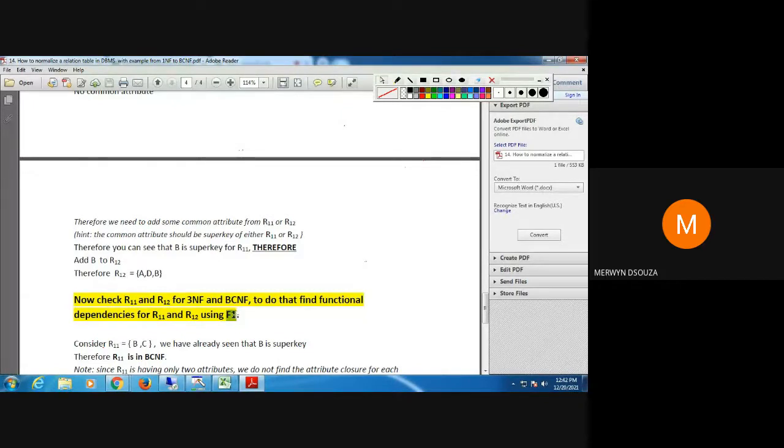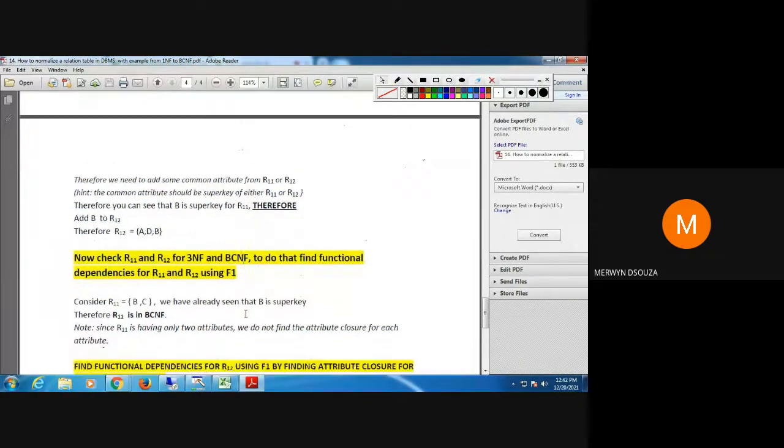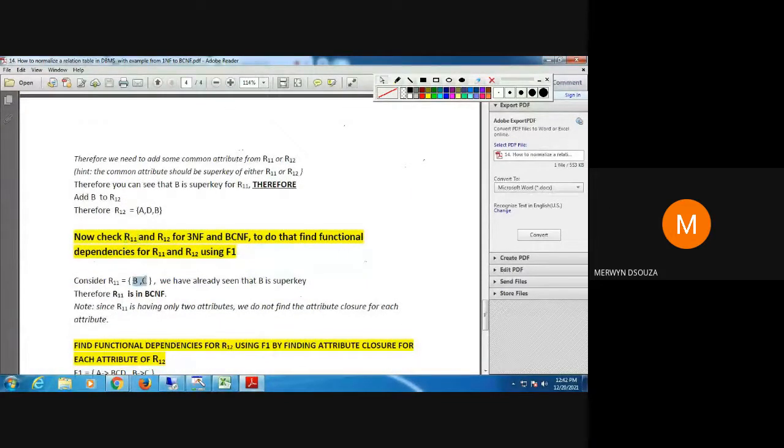Remember, you're not obtaining the functional dependencies from F. You got these two from R1, and R1's functional dependencies are F1's. So you're going to find the functional dependencies for these two from F1. Follow the same method that I explained previously. So you're going to take R11. You have got B and C.